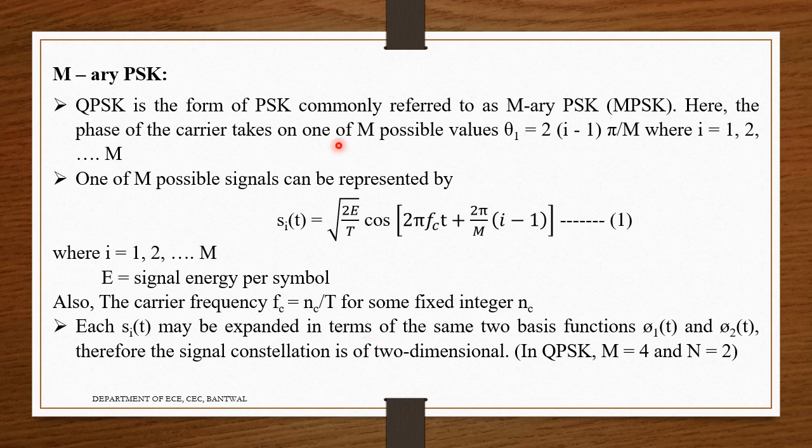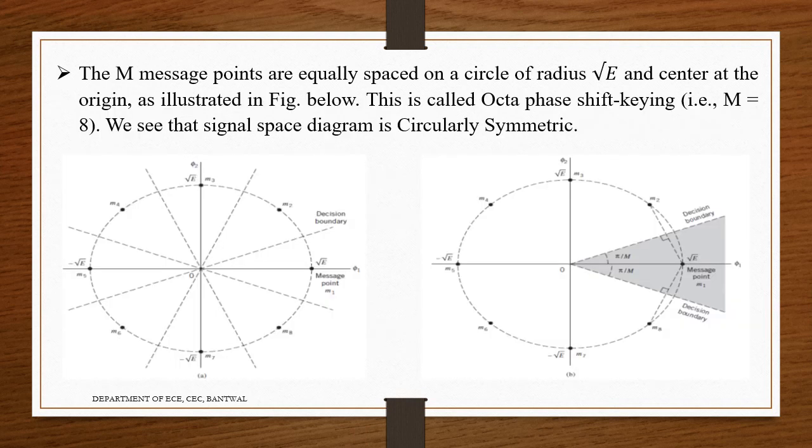Similarly we have the two basis functions, φ1 and φ2, as we have discussed in QPSK. One is the cos, another is the sine. The in-phase component is cos and the quadrature-phase component is sine. So this is the in-phase, that is a cos function, and this is the quadrature-phase function, that is a sine function. So this is how we have the consolidated form.